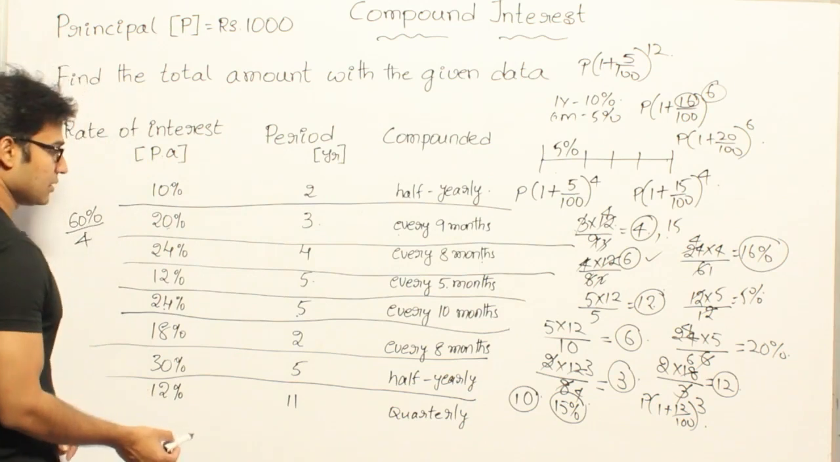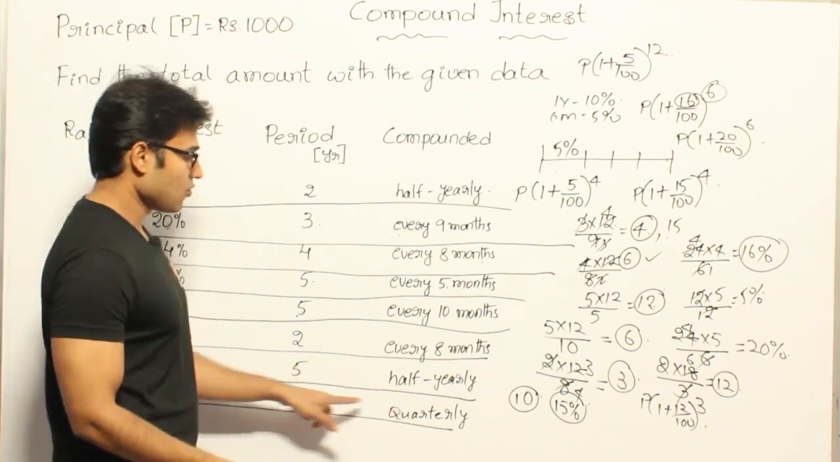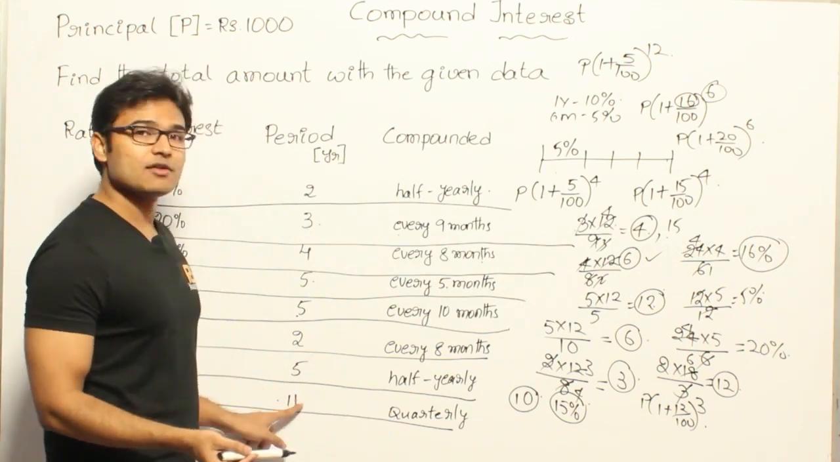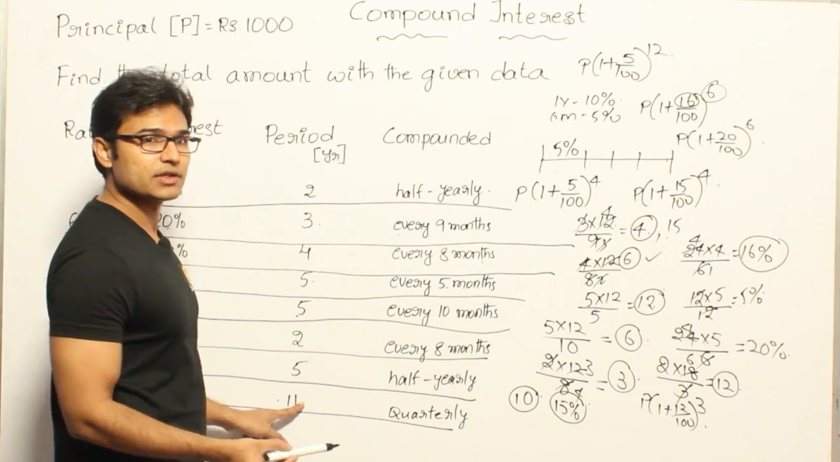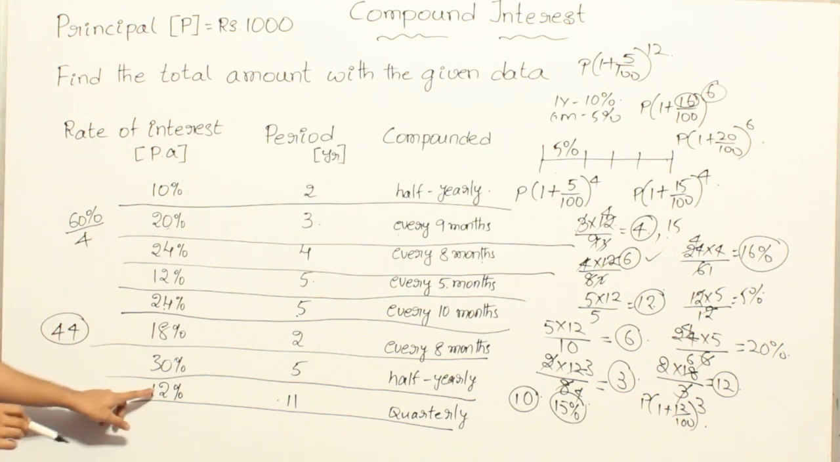And if you see the next one, 11 is the total number of years, and it has to be divided into quarters. In 1 year there will be 4 quarters. Therefore in 11 years there will be 44 quarters, isn't it? Therefore the total number of parts is 44. And now you have to divide the total interest.